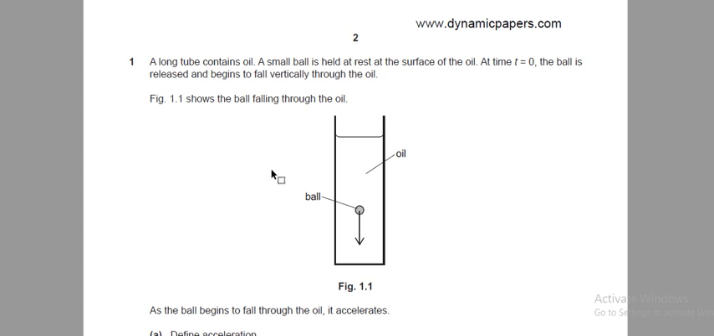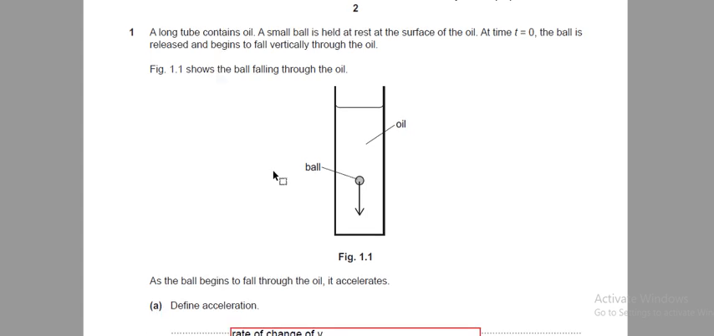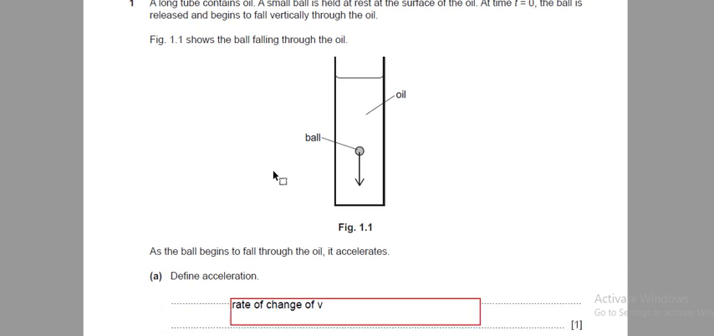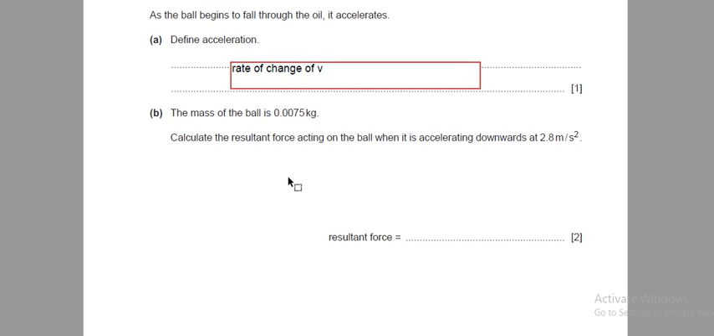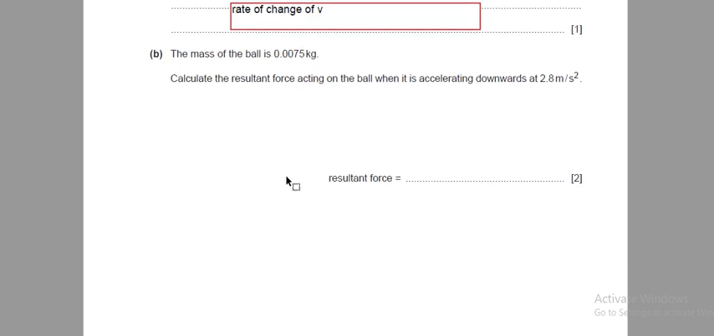A long tube contains oil, and a small ball is held at rest at the surface. At t0, the ball is released and begins to fall vertically through oil. As the ball begins to fall through the oil, it accelerates. Define acceleration: the rate of change of velocity.